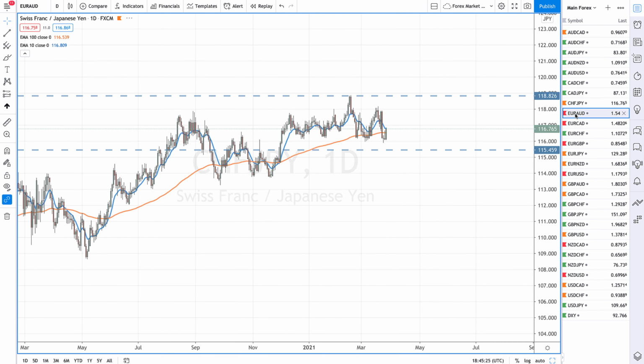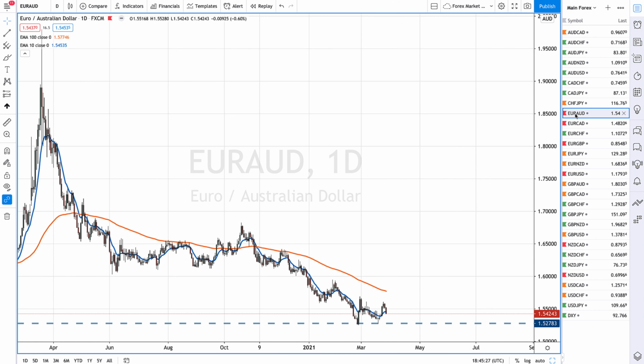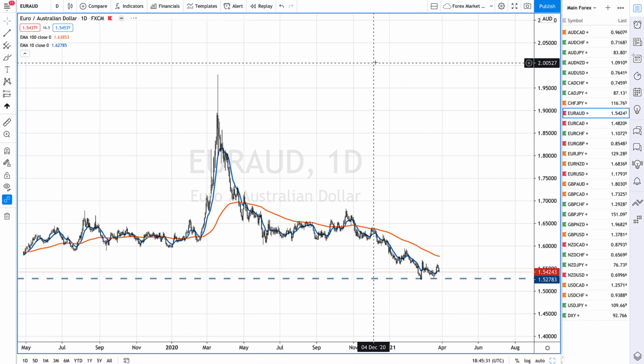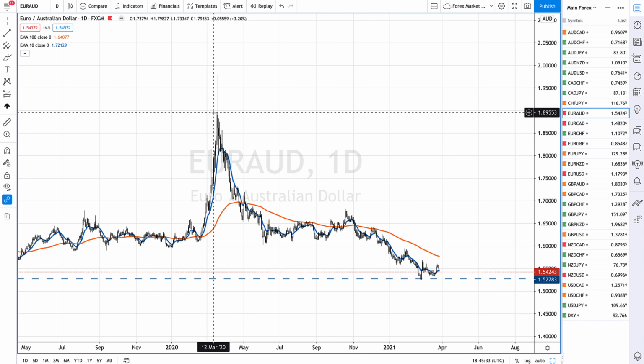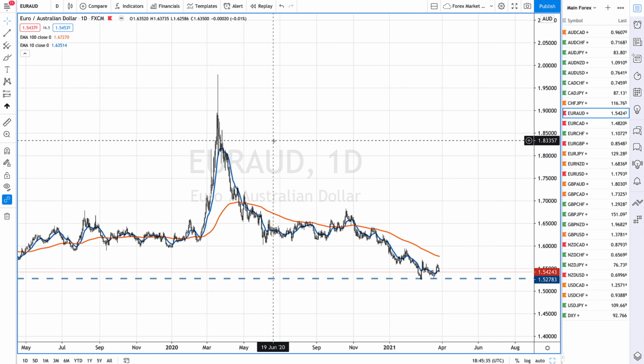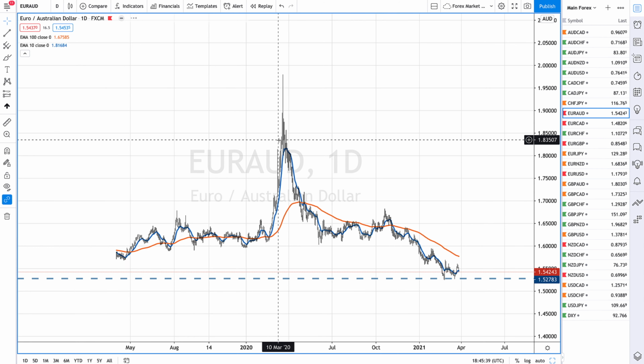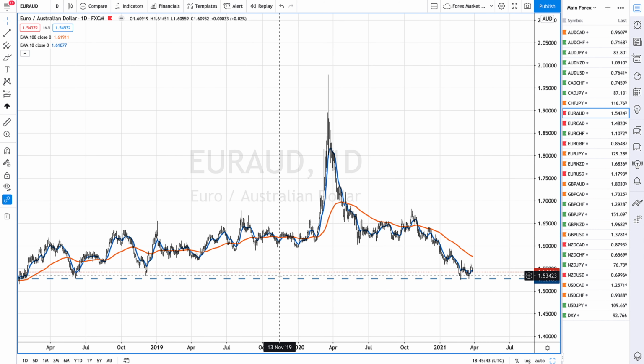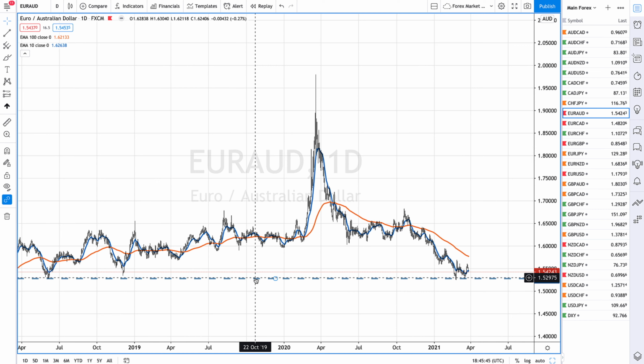If we look at the Euro Aussie here, we are definitely bearish. The Australian dollar we are bullish on. The euro we're kind of neutral to a little bit bearish if you pushed us to it. Again, you can see that this is shown on the charts. We are currently trading at a very, very big level.